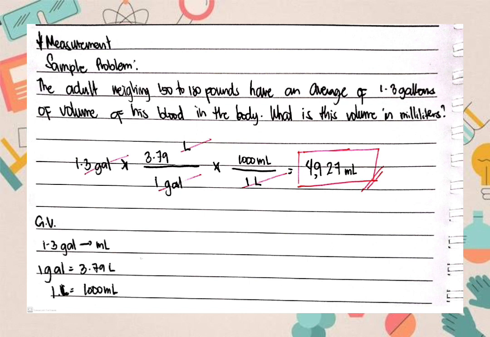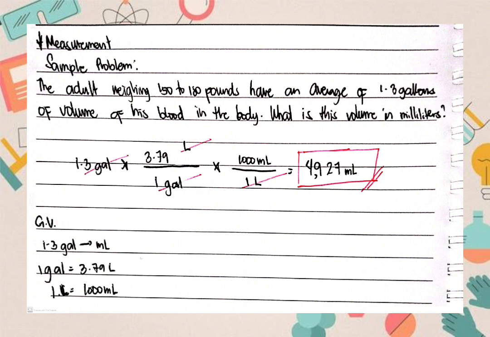For the sample problem regarding measurements, an adult weighing 150 to 180 pounds has an average of 1.3 gallons of blood volume in the body. What is this volume in milliliters? For this problem, the first thing that we need to do is to list down all possible conversion factors for each unit of measurement. 1 gallon is equal to 3.79 liters and 1 liter is equal to 1000 mL.